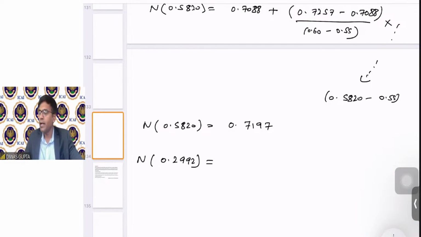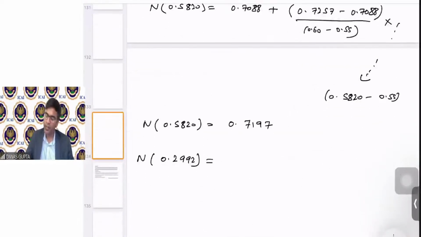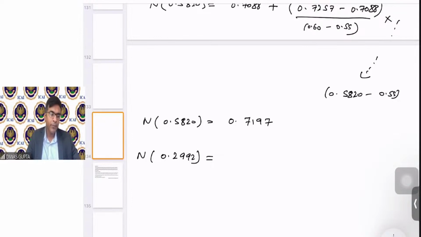So the second one actually is 0.2992, which will fall somewhere in between 0.25 and 0.30, right? So in the interpolation technique, what we do is start with the lower value number and add the difference of these two values with the difference of the Z score. Then what is the difference between the required value and the lower value? So see here, students, again.